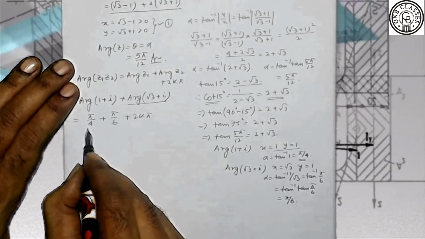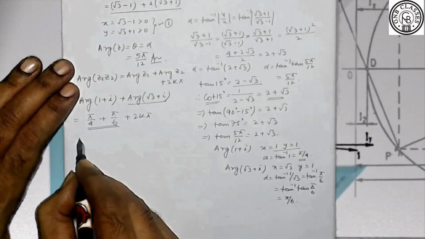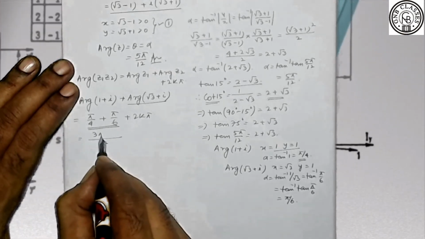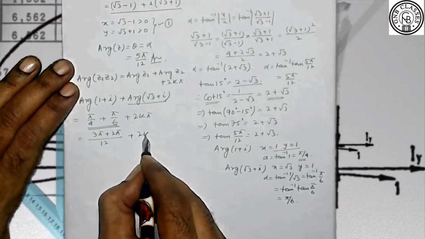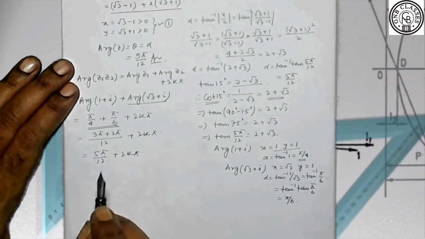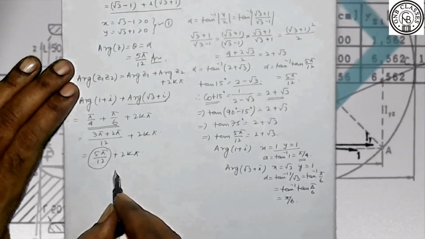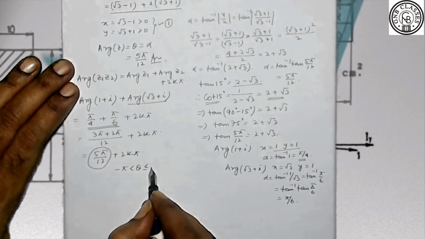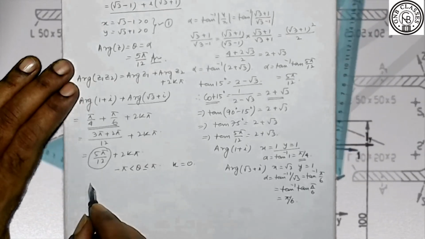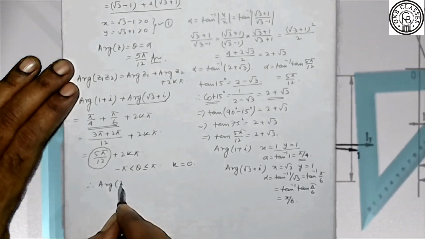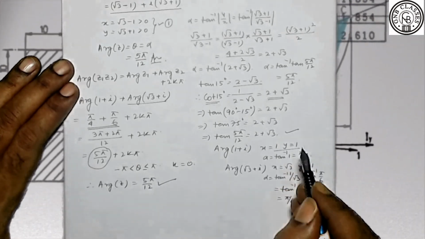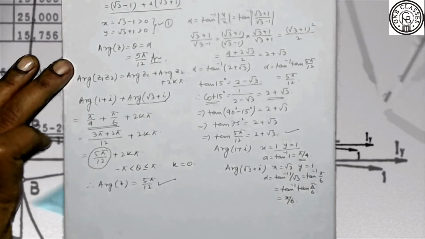Now you see, by adding pi by 4 and pi by 6, what we are going to have? LCM will be 12. 3 pi plus 2 pi plus 2k pi. Now here it is 5 pi by 12 plus 2k pi. Now since 5 pi by 12 is very much within the principal value of the argument, hence here we will take k as 0. Therefore the required argument of z will be 5 pi by 12. Either you can do it by this method or you can do it by this method. Choice is yours. Is it clear?